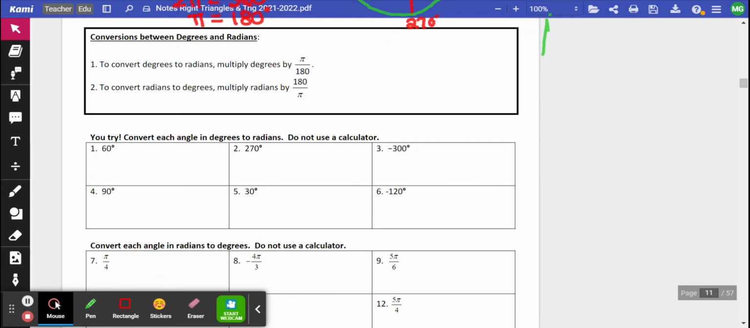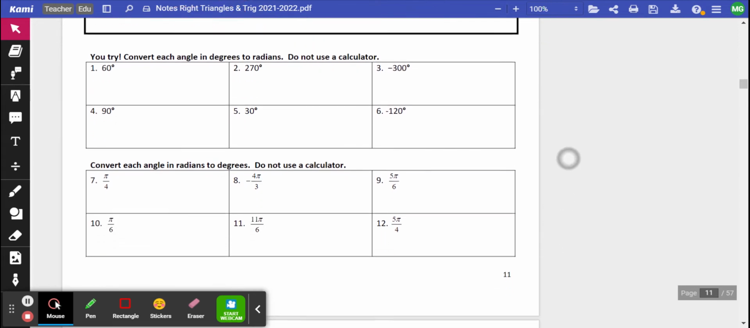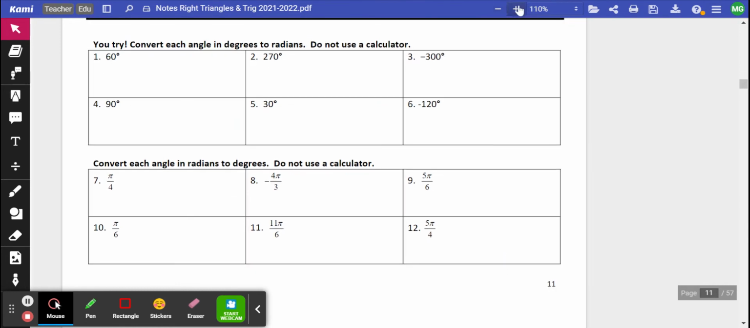So to convert degrees to radians, we multiply degrees by pi over 180. Now remember, pi is equal to 180, right? I have it actually right at the top of the screen here. Pi is equal to 180. So in a sense, we're multiplying by 1. And then to convert from radians to degrees, we multiply by 180 over pi. Again, pi and 180 are equal to each other. So we're not changing the value of the rotation of the angle. We're just changing how we're measuring it. So I'm going to enlarge this a little bit. Let's do a couple of problems together.